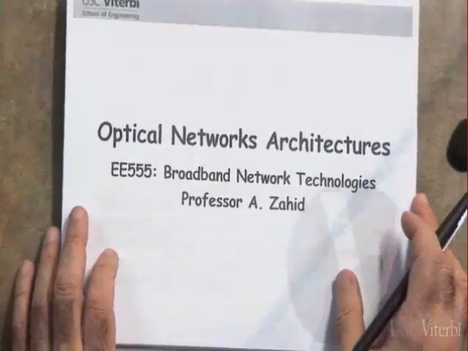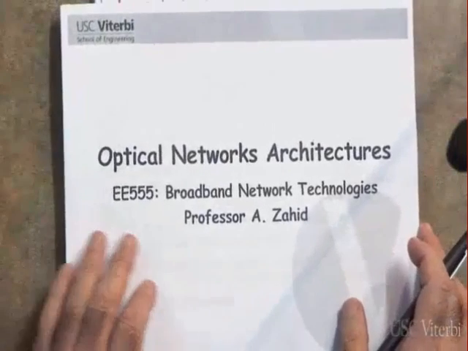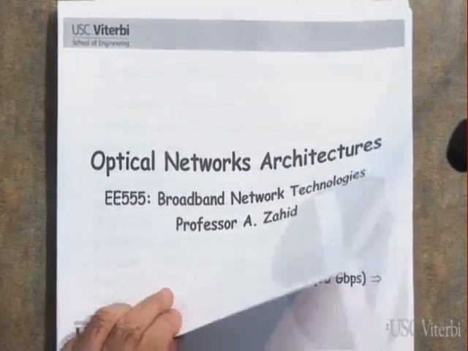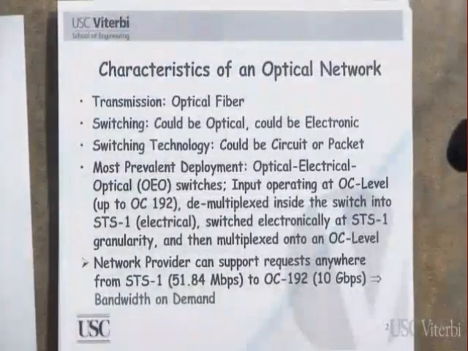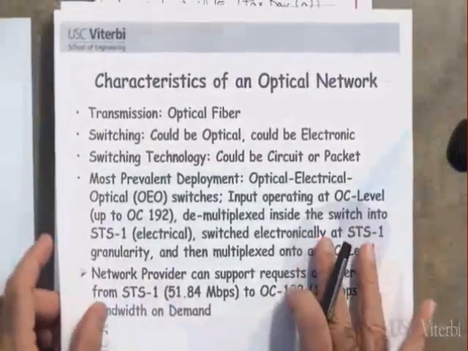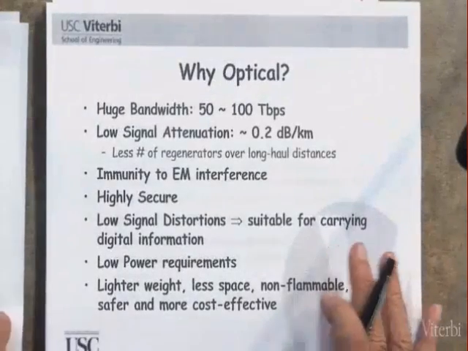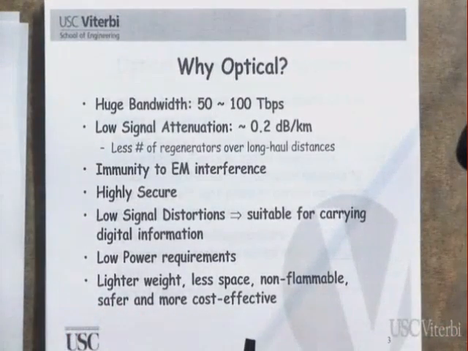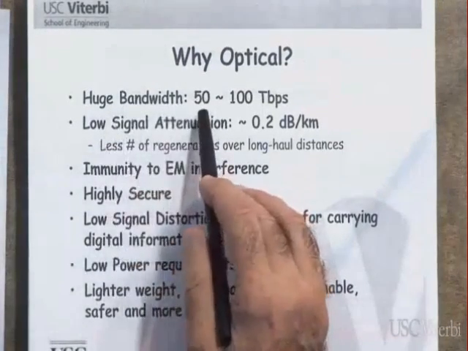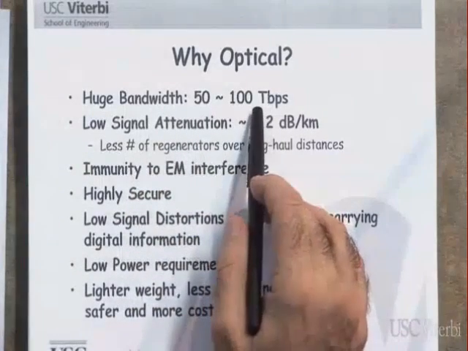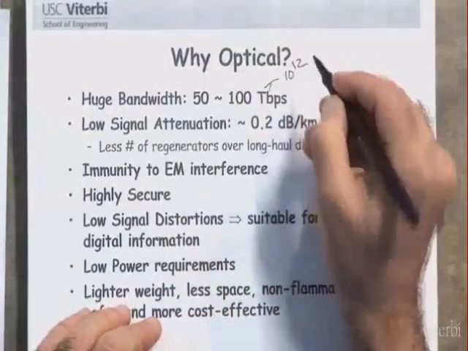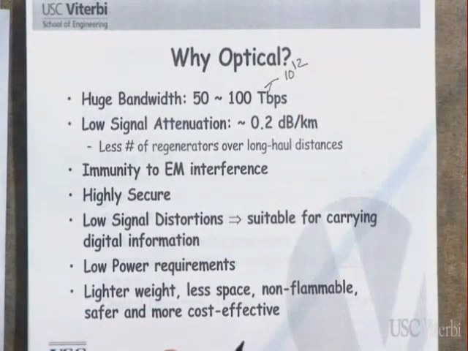Good morning, everybody. Let's continue our discussion from last time. We started talking about the architectures of optical networks, and we went, first of all, through the reasons that the trend is toward using optical technologies to support a very high bandwidth. A huge bandwidth is roughly between 50 to 100 terabits per second. Tera means what? 10 to the 12 bits per second. A huge amount of bandwidth.